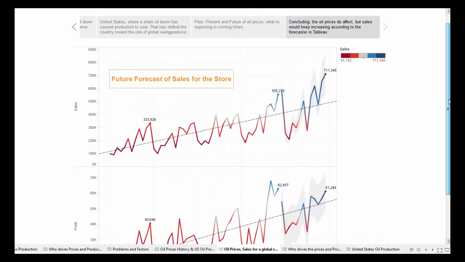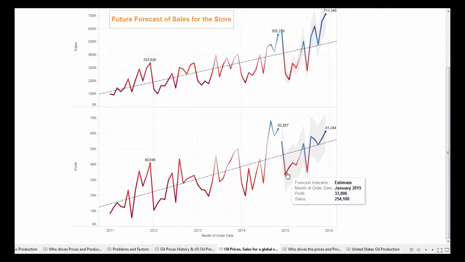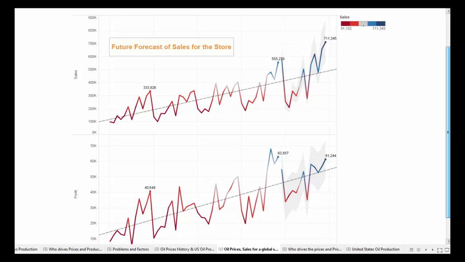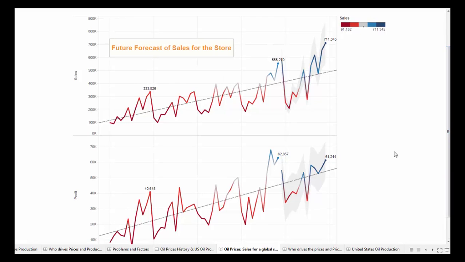On a concluding note, we have tried to forecast the sales for the global superstore for 2015-2016. We see that the sales and the profit are equally increasing. We have done a regression on sales and oil prices which confirms our initial hypothesis that oil prices play a significant role in generating sales and profits.